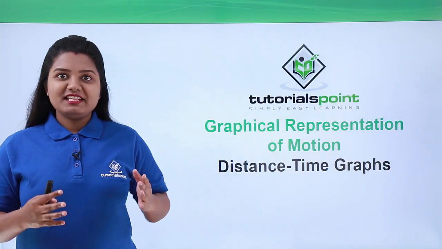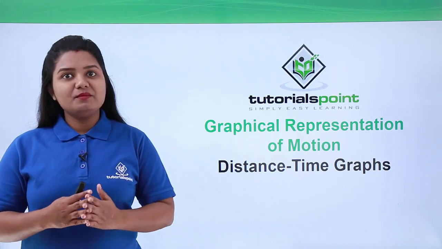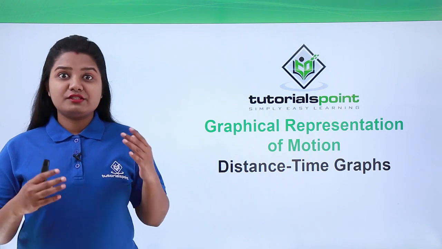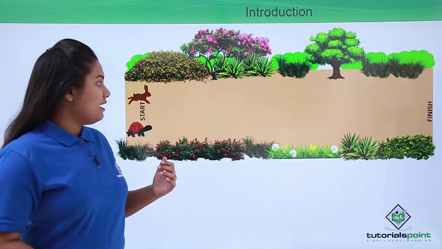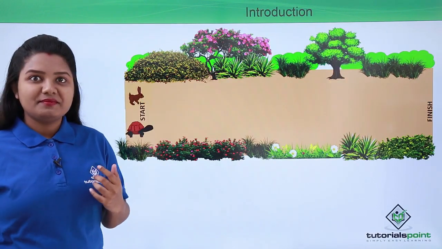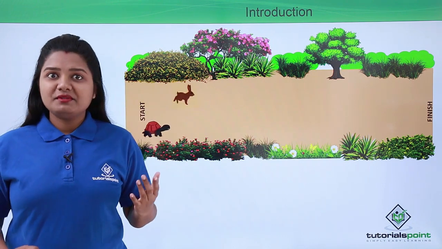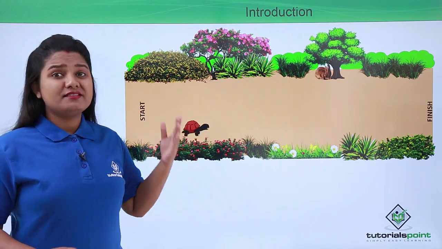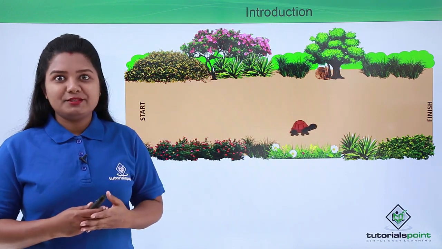Hello everyone, in this video we'll be discussing the graphical representation of motion in terms of distance time graphs. Now you might have heard of a story about the hare and a tortoise, wherein these two animals were running a race. Initially the hare started running very quickly, and after some time he looked back at the tortoise and felt that the tortoise is going to take a long time. So he went under a tree and started taking rest.